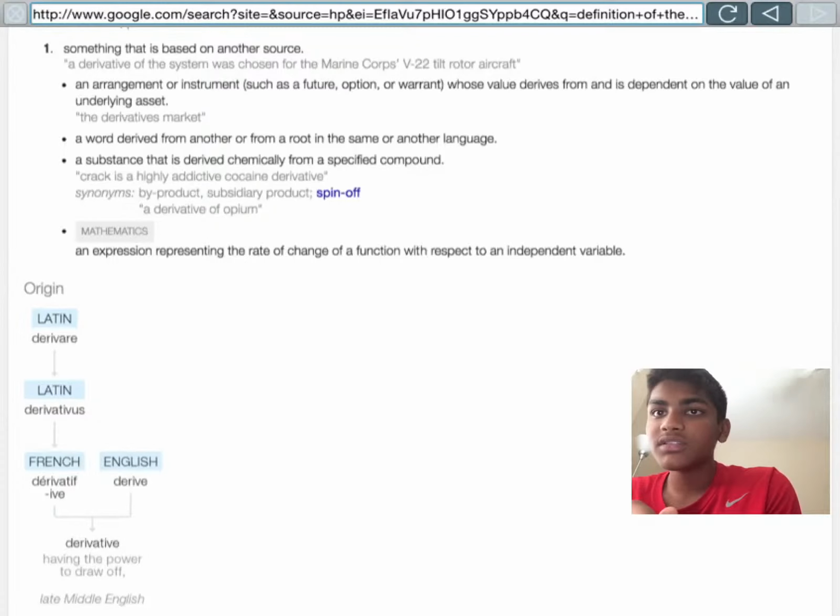Our first step is to find the definition of the derivative. On Google, we find that the mathematical definition of the derivative is an expression representing the change of a function with respect to an independent variable.